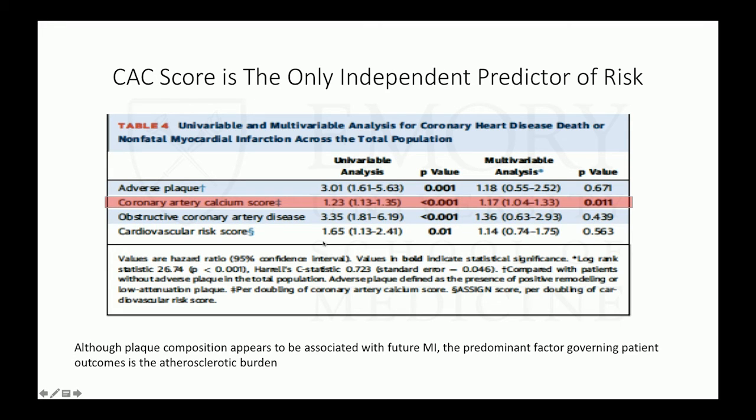Now, interestingly enough, when they did multivariable analysis of that, it was not independent. So those high-risk plaque features were not independent of coronary artery calcium score. So the only independent predictor of risk for adverse events in this cohort was coronary artery calcium score. And I think that really goes to further show that the predominant factor that governs patient outcomes is that overall atherosclerotic burden.